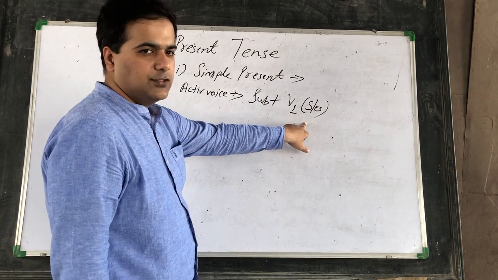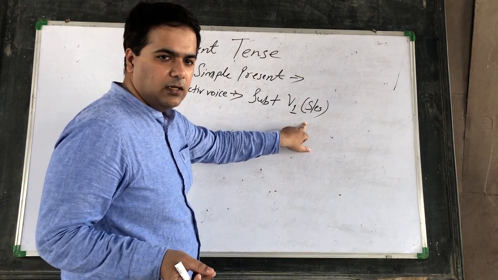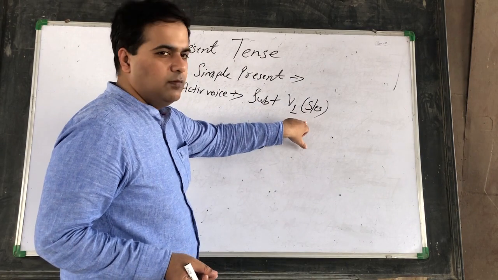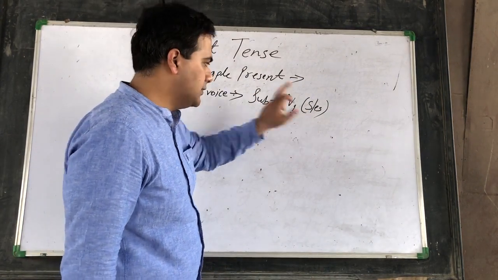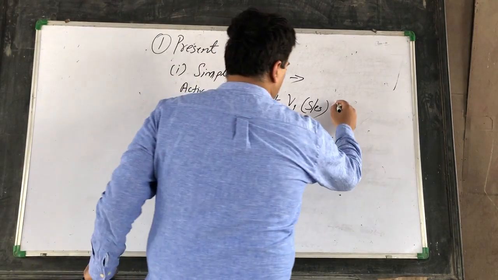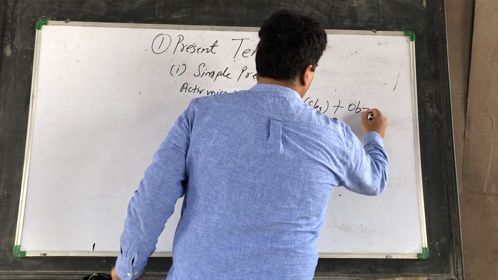Why are we attaching s or es? If the subject is singular, s or es will be attached. However, if the subject is plural, we will not attach the s or es with the verb. Then comes the object.